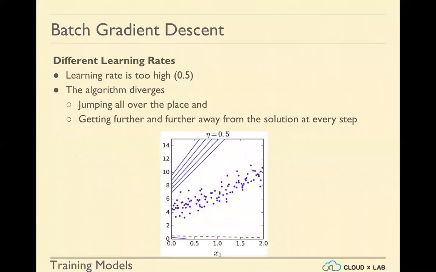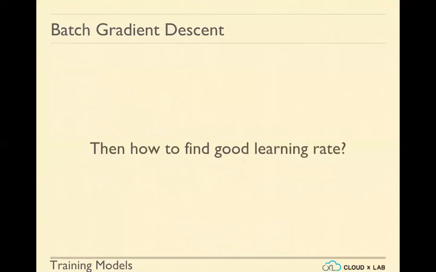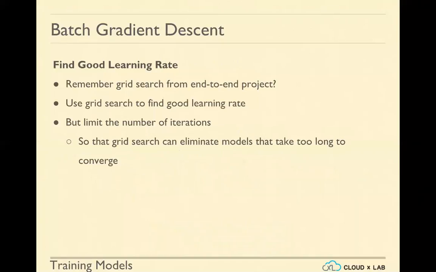All right. So the question that we keep on talking about is how to find a good learning rate. Remember the grid search from the end-to-end project. We can use grid search to find a good learning rate. But we limit the number of iterations so that grid search can eliminate models that are taking too long to converge. Okay, question from Kamal: would it not be better to define a stopping criterion, when the slope of the cost function becomes small? Yeah, that is one of the things that we'll discuss.